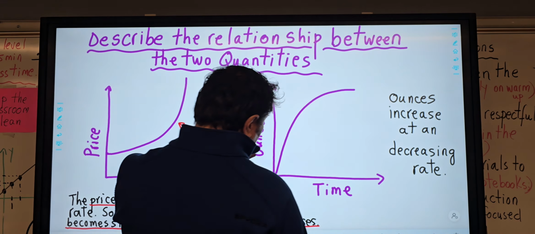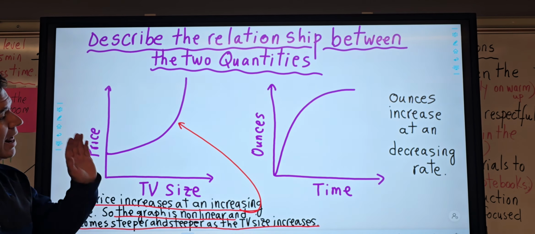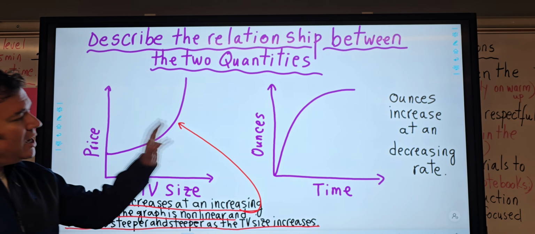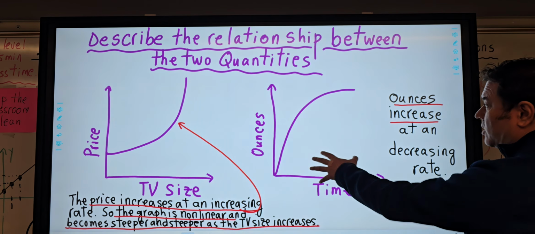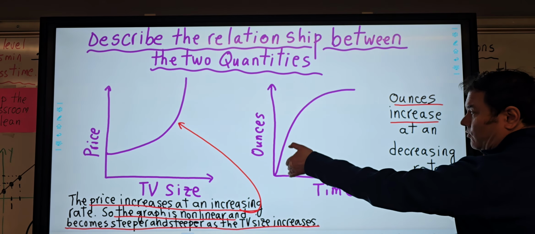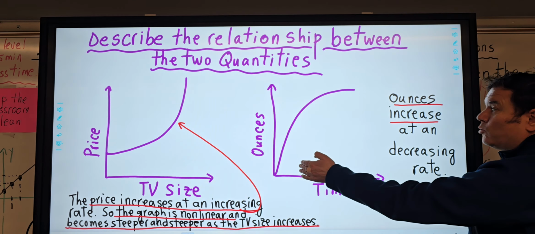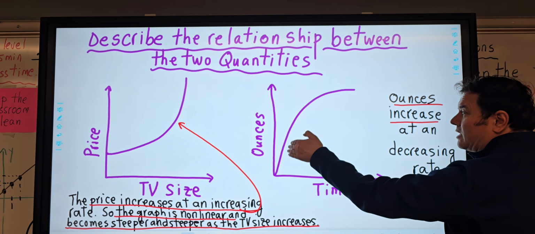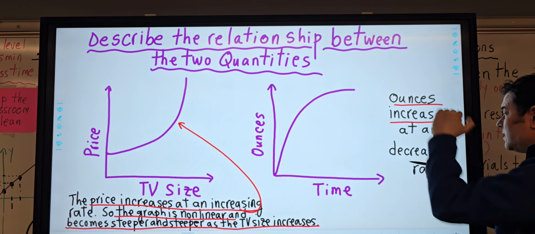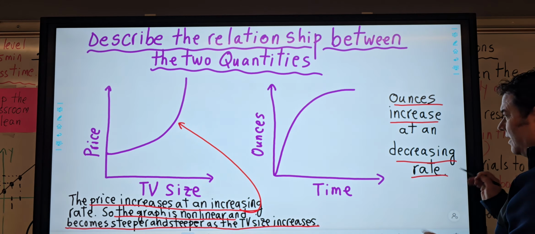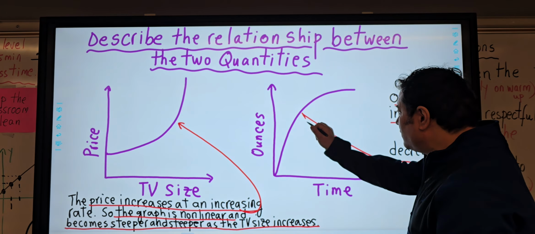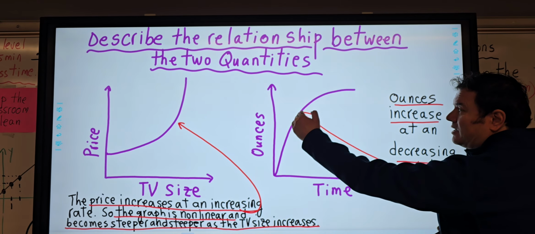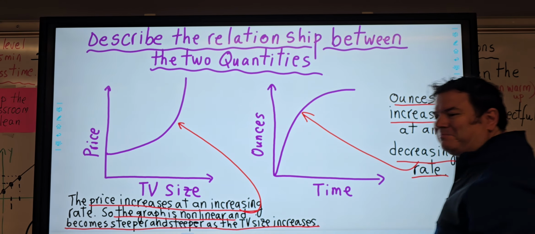Let's take a look at the last one here. We have the ounces and the time. What happened here with the ounces and time? The ounces increase, but here we have to be very careful as we interpret this. It increases, of course, but at what kind of rate? Eventually you see that it increases at a decreasing rate. It can be a little confusing, right? The ounces increase, but at a decreasing rate.